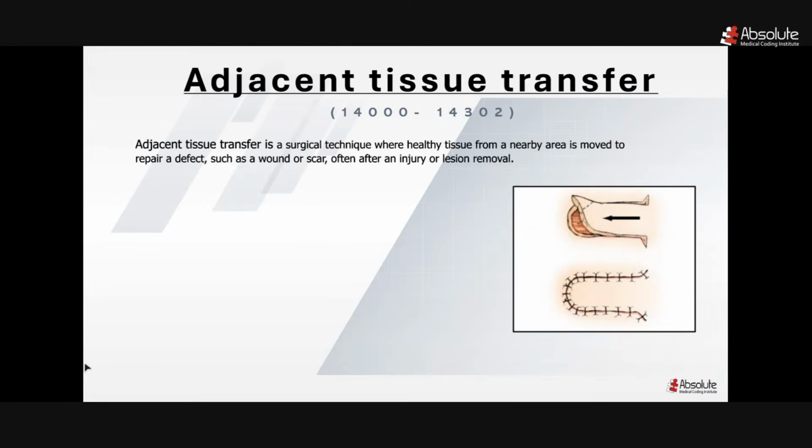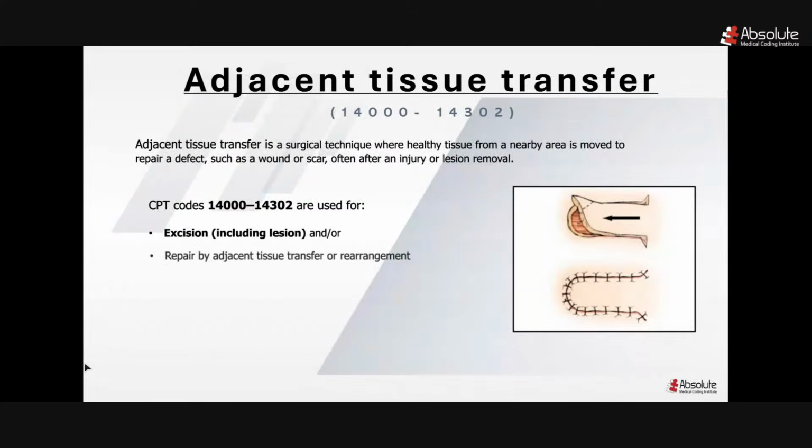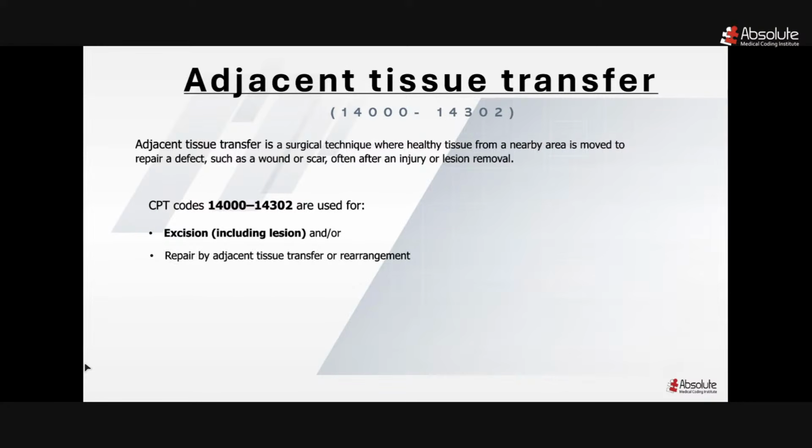So next we are talking about adjacent tissue transfers. Adjacent tissue transfer, otherwise known as ATT procedure, is a surgical technique where healthy tissue from a nearby area is moved to repair a defect, like a wound or a scar, often after an injury or a lesion removal. And the CPT codes which we use for ATT procedures are 14000 through 14302. It covers the excision, including the lesion, and also the repair by adjacent tissue transfer or rearrangement.